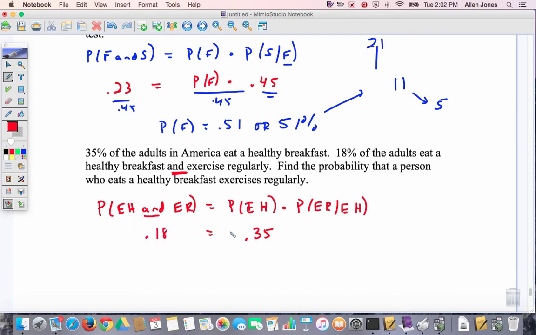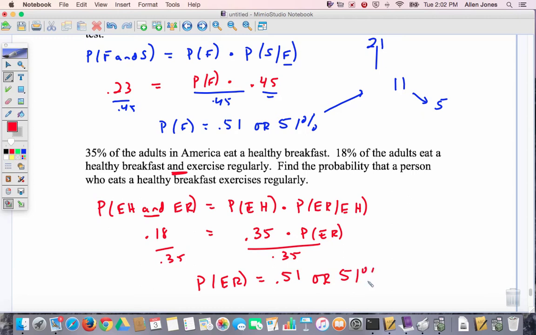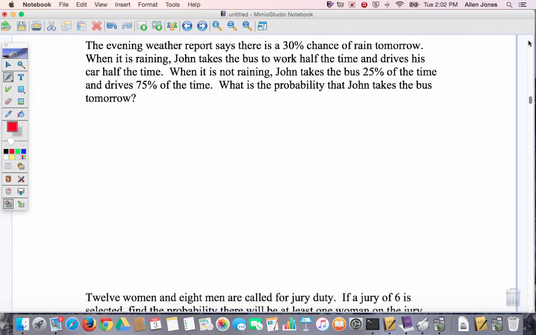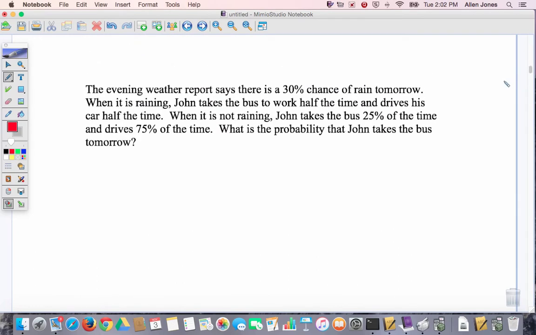So it says 35% eat a healthy breakfast, 35% here. 18% of the adults eat a healthy breakfast and exercise regularly, so 18% goes here. And we're trying to find the probability that they exercise regularly. So we'll divide by 0.35 to get the probability of exercising regularly by itself, and 0.18 divided by 0.35 is about 0.51 or 51% exercise regularly, assuming they eat a healthy breakfast. Okay, so there are our multiplication rules.